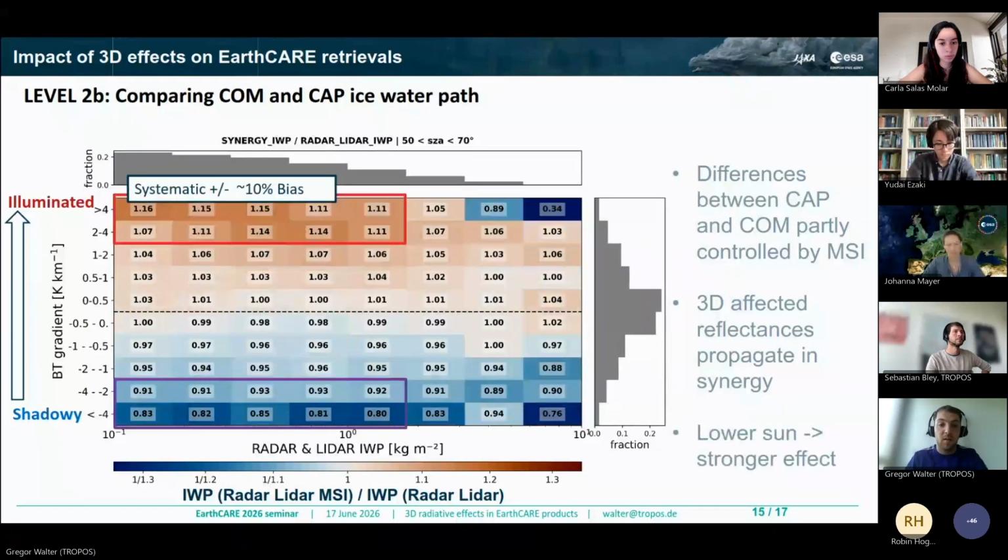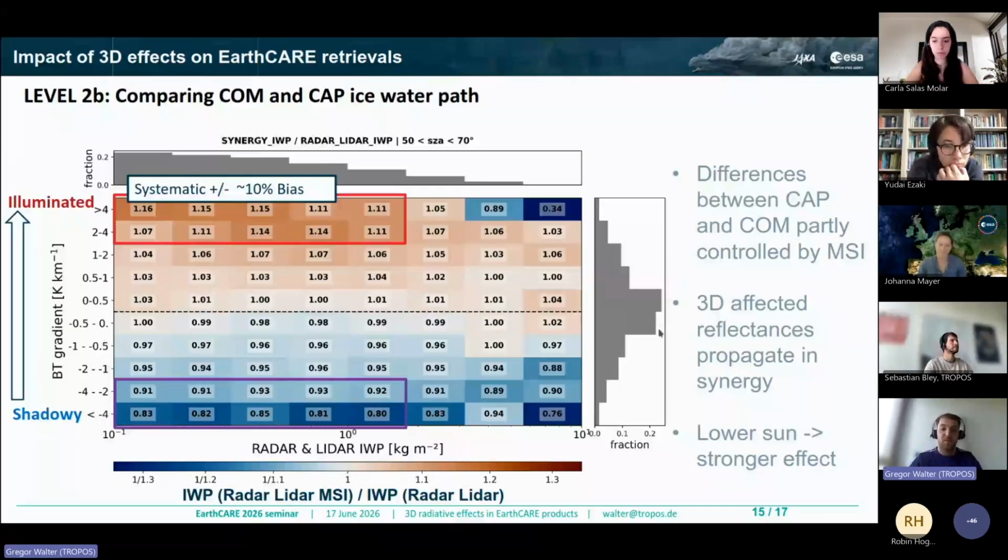And now switching to higher solar zenith angles, we can see that the effect increases, and we get a systematic bias for high cloud slopes or low cloud slopes of roughly 10%. So again, higher effect for lower sun.